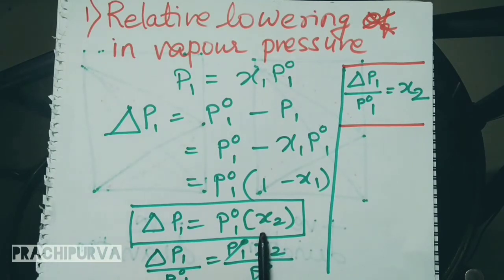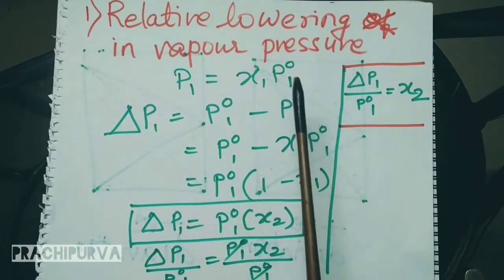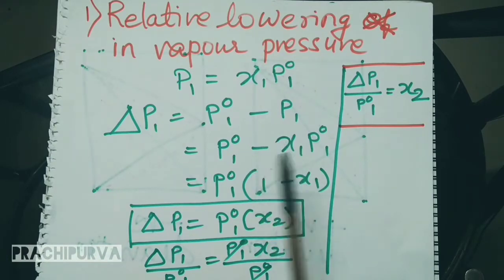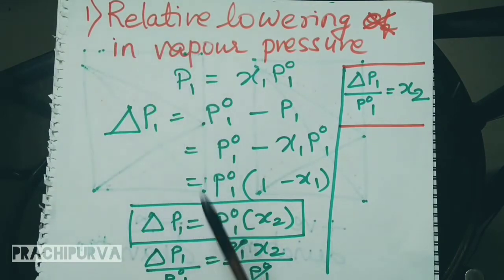Because we are studying binary solutions, 1 minus x1 is nothing but x2. So this is the formula we are getting for lowering. Lowering means by what degree it has lowered. So delta P1 is equal to P01 into x2. But you know what they have asked? They are asking relative. What do you mean by relative? By what was the standard and what has happened. So I take out the difference, and that difference has to be compared with the standard.